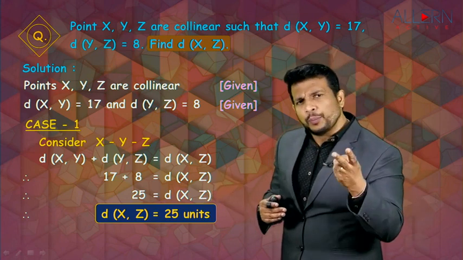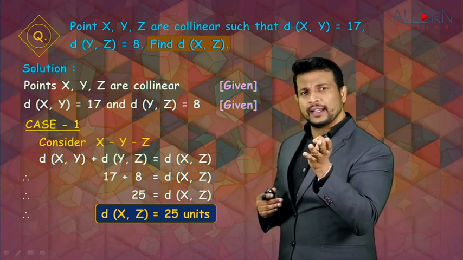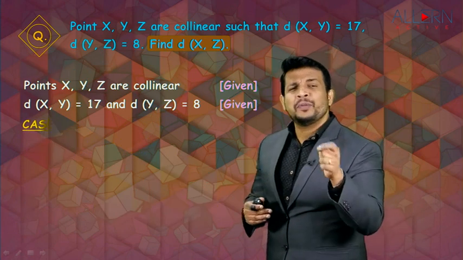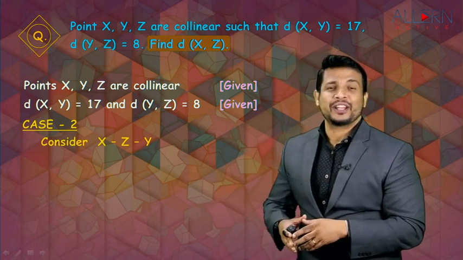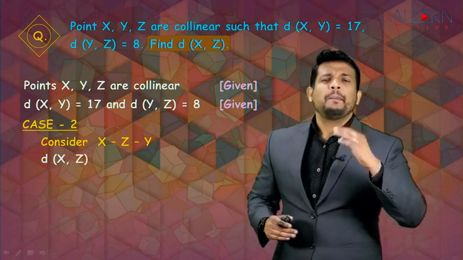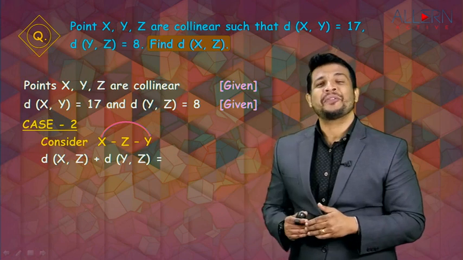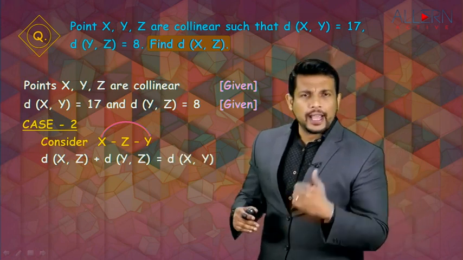But there can be 2 more possibilities. Let's consider the second one. In the first, we took Y between X and Z. Now let's take Z between X and Y. That's our case number 2. Let's do the same. So we write distance between X and Z plus distance between Z and Y is equal to distance between X and Y. We wrote that. Now solve it further.